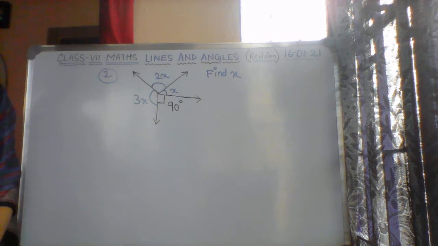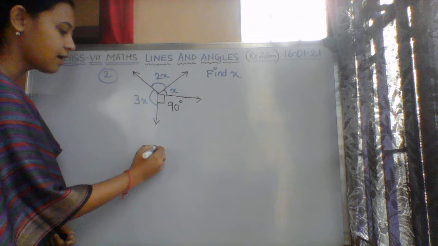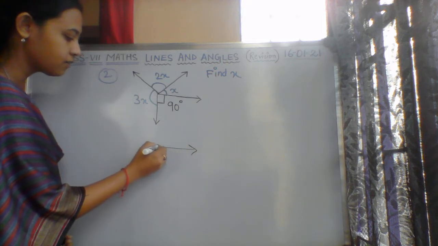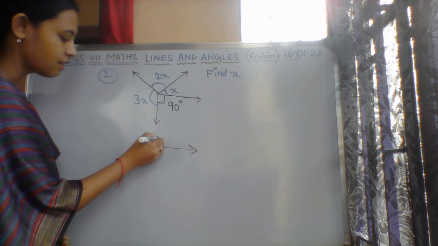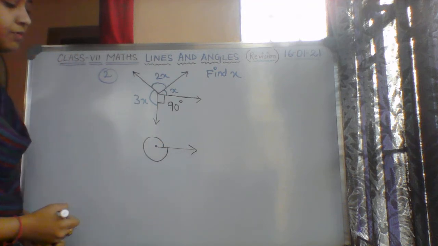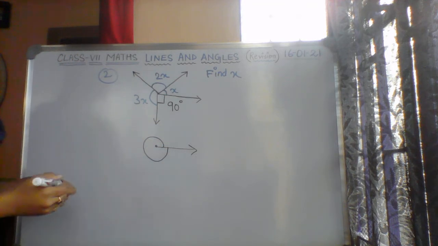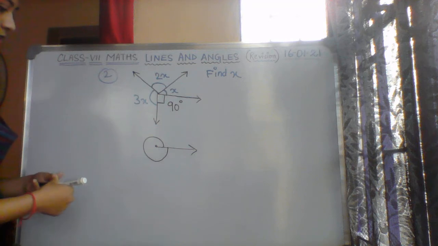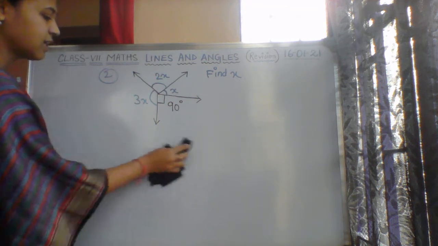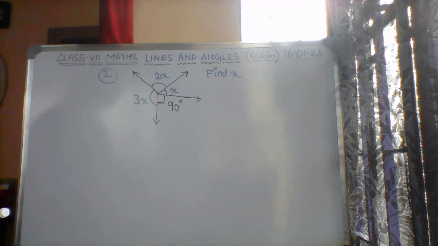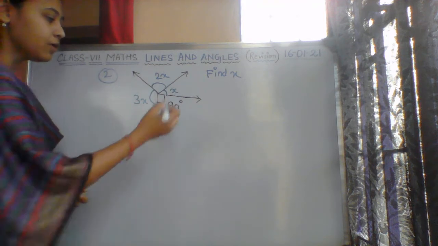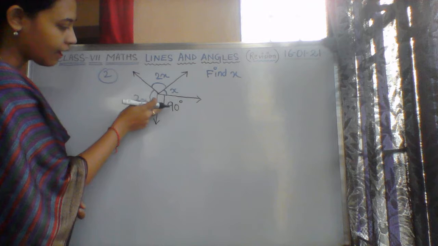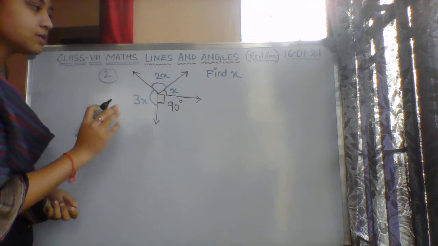Have you studied complete angle? What is the value of a complete angle? Can you get any idea from that? Complete angle means I am starting from here, going around this angle, and coming back to this. One complete angle. What is the value of that? Yes, 360 degrees. Can you apply that concept over here? Let us try. If I add all the angles, it should come to 360 degrees.